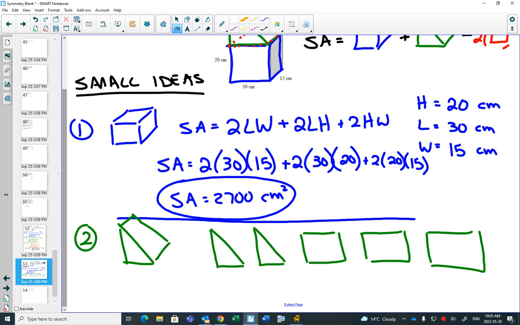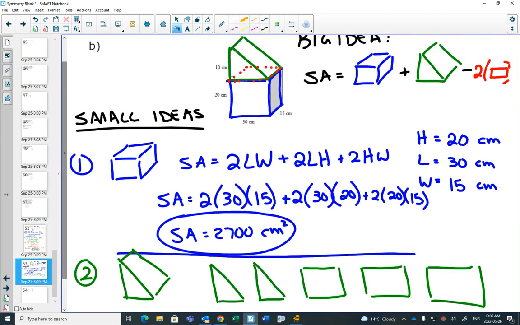Now we have to label the parts of each of these. So on your triangle, can you see that the height is 10, the length is 30? For your rectangles, if I do the bottom red one first, can you see that that one is 30 by 15? If I do this one that has the 10, it's going to be 10, and how long is this side over here? 15.